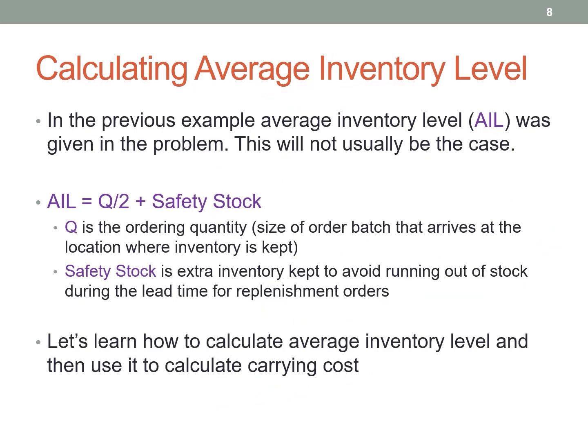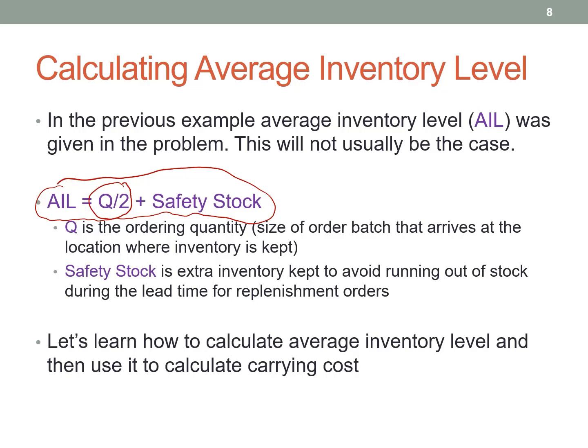In the previous example, the average inventory level was given in the question. However, that is not usually the case. A first step in calculating inventory carrying costs is often to calculate the average inventory level. The formula for average inventory level has two parts. The first part is Q over 2, and this is the average cycle stock.